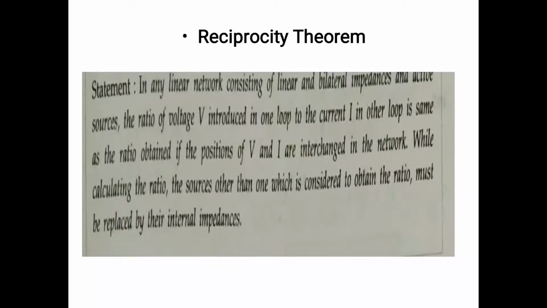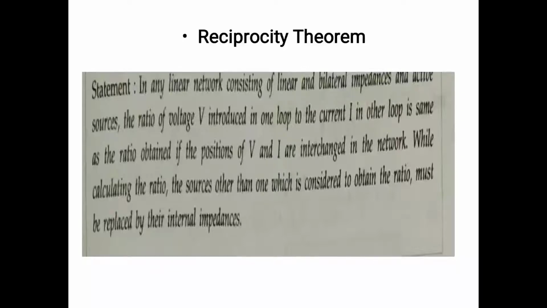In any linear network consisting of linear and bilateral impedances and active sources, the ratio of the voltage V introduced in one loop to the current I in another loop is the same as the ratio obtained when the positions of V and I are interchanged. It means the voltage V is introduced in one loop and the current I is in another loop; if V and I are interchanged in the network, the same ratio is obtained.